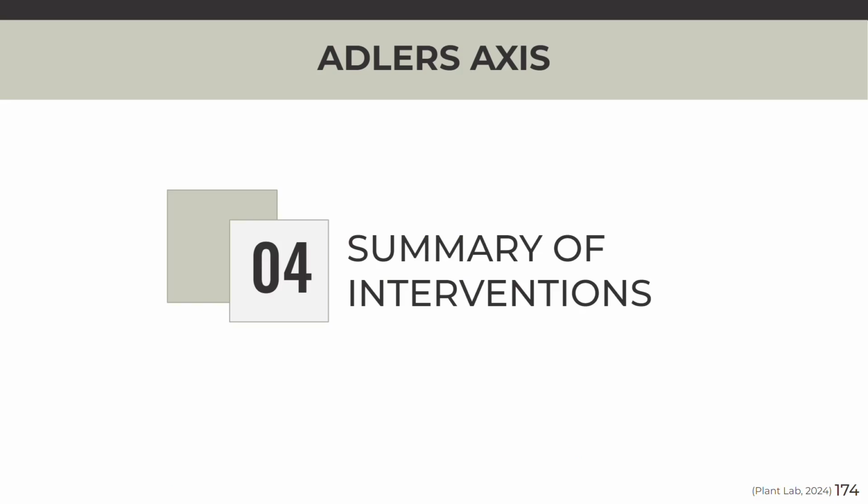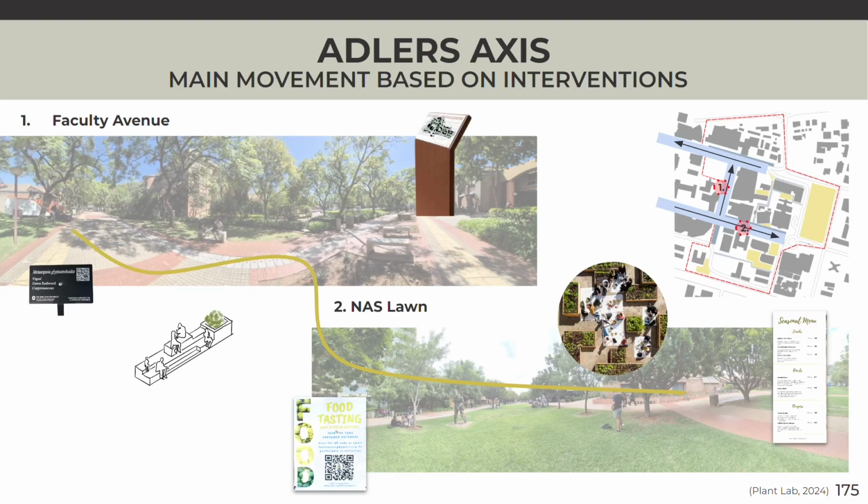Now we have a summary of all of the interventions for our site. These panoramic images represent the golden thread that links all of the various nodes, linear, and constructed green infrastructure spaces within our region through the use of intervention. Some of the interventions that are utilized are displayed on these images to further explain the linking pieces throughout our region. We start off with the Faculty Avenue and then move through the Natural and Agricultural Sciences lawn, which contains both our main nodal areas as well as our main linear routes.